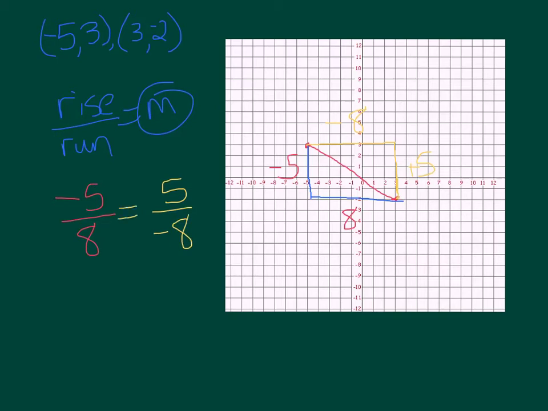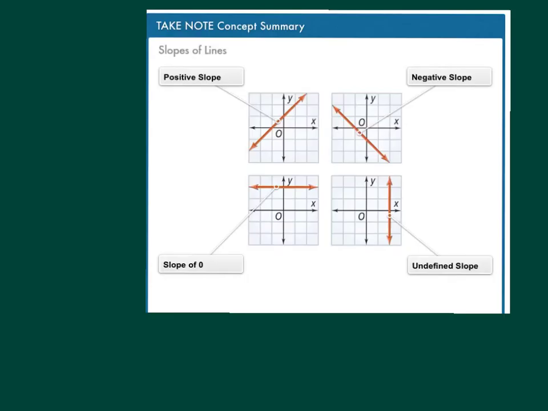So it doesn't matter which point you use, as long as you know if you're going up it's positive, down is negative, to the right's positive, to the left negative. Alright, here's a couple examples. Our first one we did was a positive slope. A positive slope is uphill, and you always go left to right. So a positive slope will always be a line that's going uphill from the left to the right. Make sure you get that down.